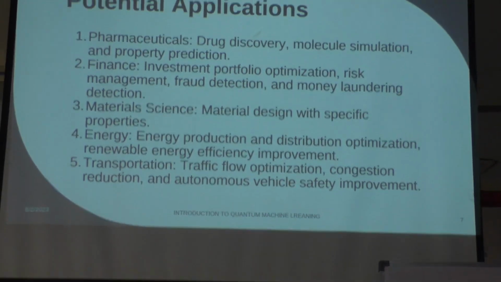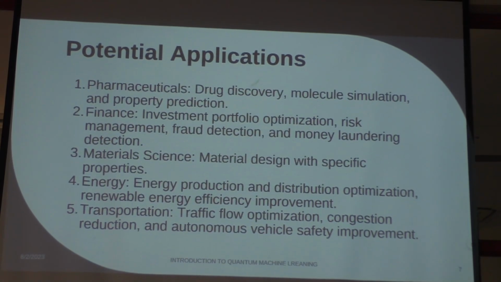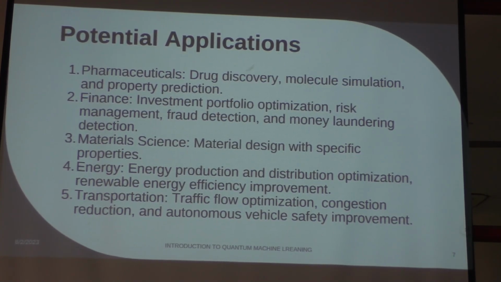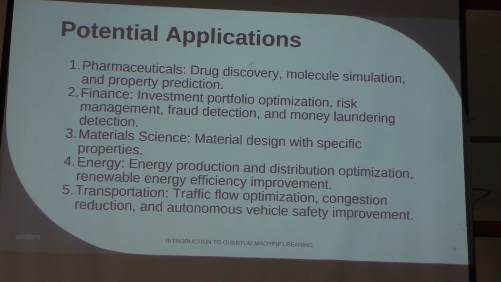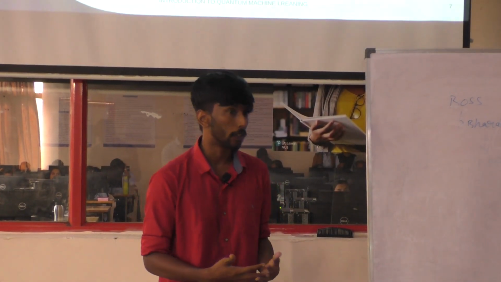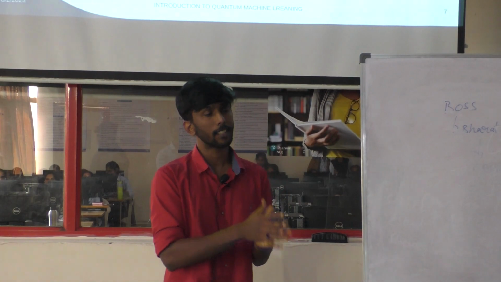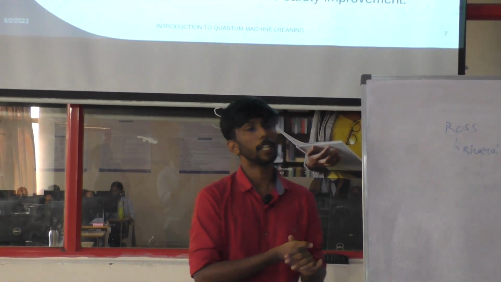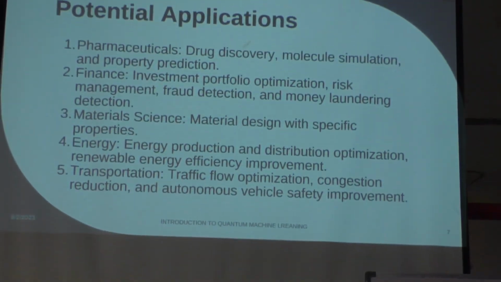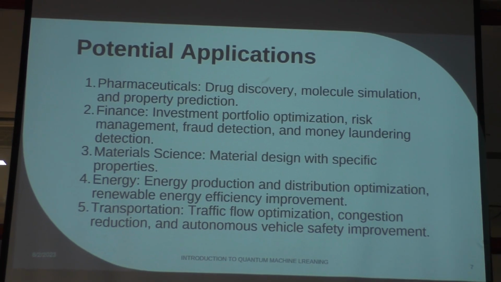To give a quick introduction, most of the applications are very much similar to all the applications that you do right now in machine learning. There is nothing different in it. So pharmaceuticals, finance, materials, energy, transportation, all of these industries have a lot of applications that you would probably be looking at. And just covering it up over here, nothing different from classical machine learning, but here we will be able to improve the cost efficiency, the compute power, and also the speed. That is where we are looking, and we are motivated to do quantum machine learning.